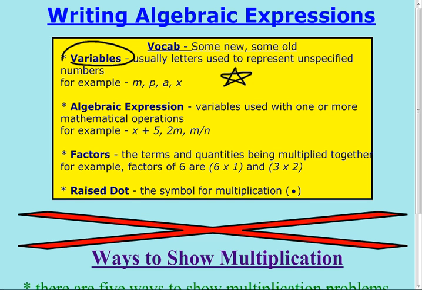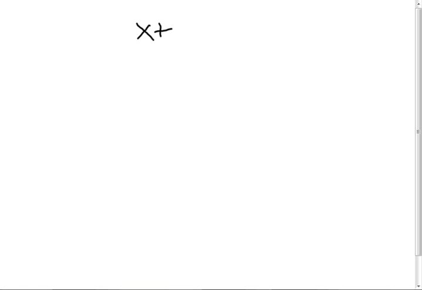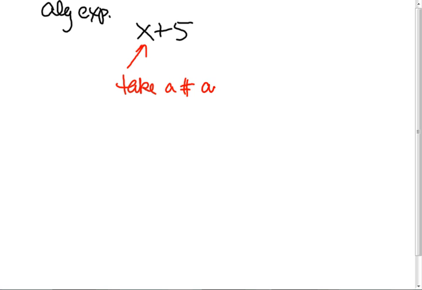An algebraic expression is variables used with operations. It is a phrase. It is not a sentence. So when I look at x plus 5, for instance, there's really no room to write on here. Let me just add a page. So if I look at x plus 5, that's an expression, an algebraic expression. And what does that mean? If I want to put it in English, this means take a number, any number. I may tell you what number it is, and then do what? What are we going to do with that number? Add 5. So if you think about what's happening, it's not too bad. Okay, so x represents a number.